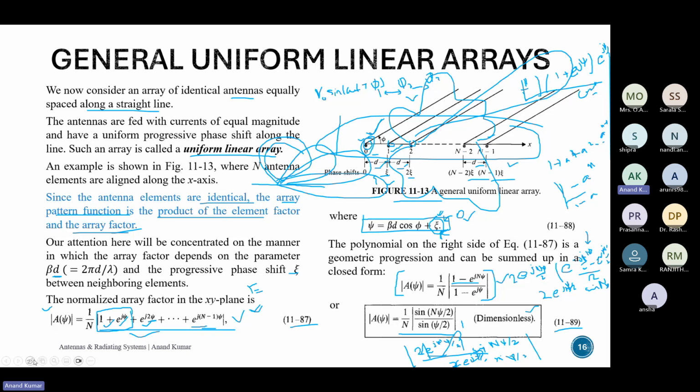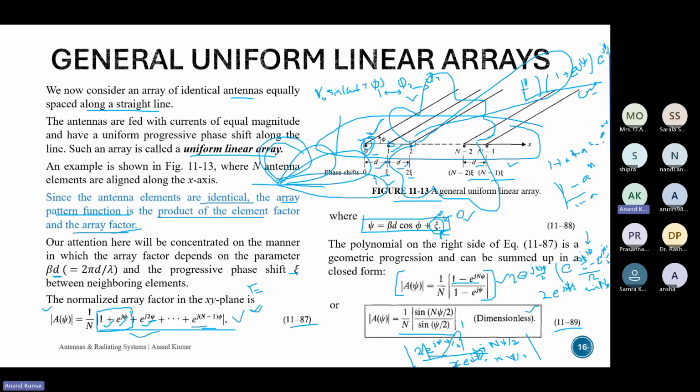Let me just change this color back to red. So for example, if we want a certain radiation pattern, let's look at this circle over here. We want a radiation pattern which looks like this, radiating in some theta and phi direction, with a maximum over here. So we need to tune the psi values and the D values, and this will help us achieve this particular radiation pattern.